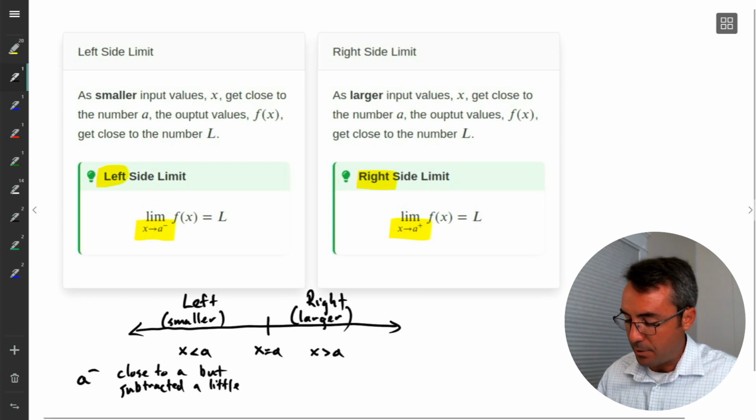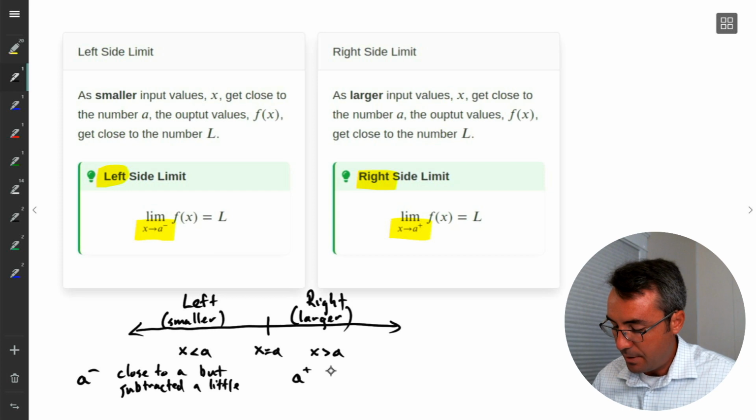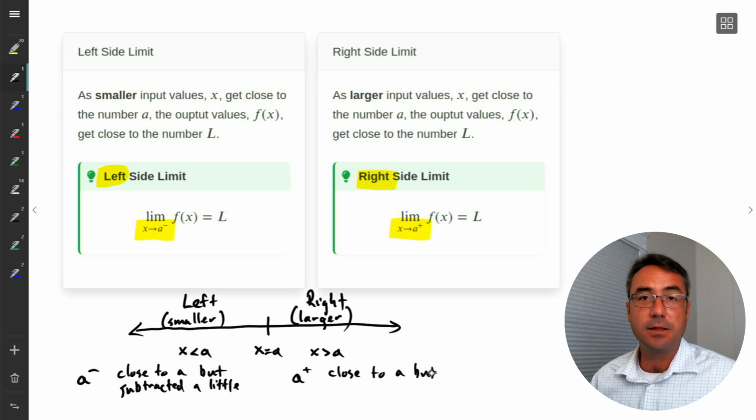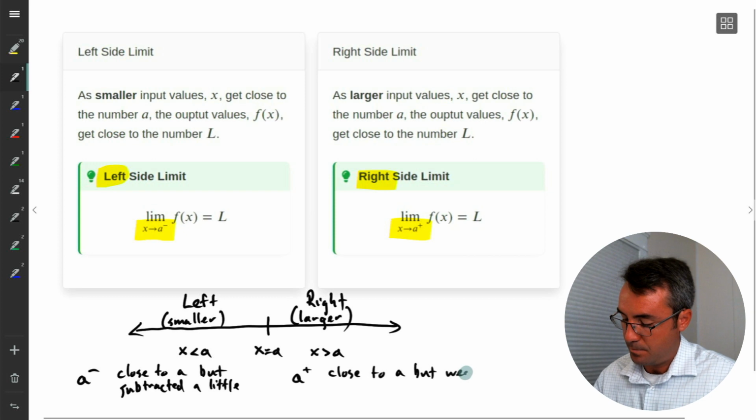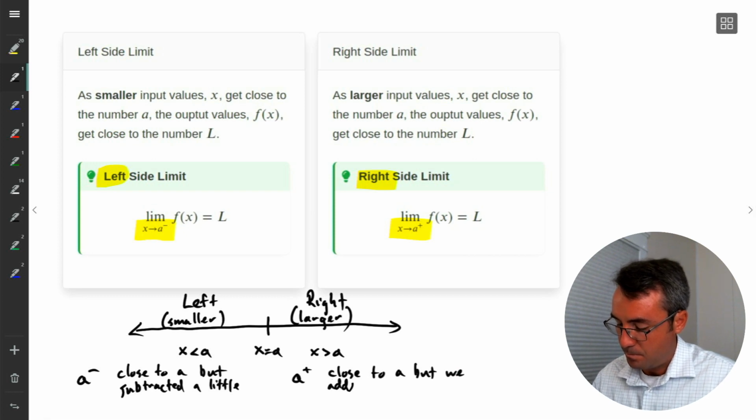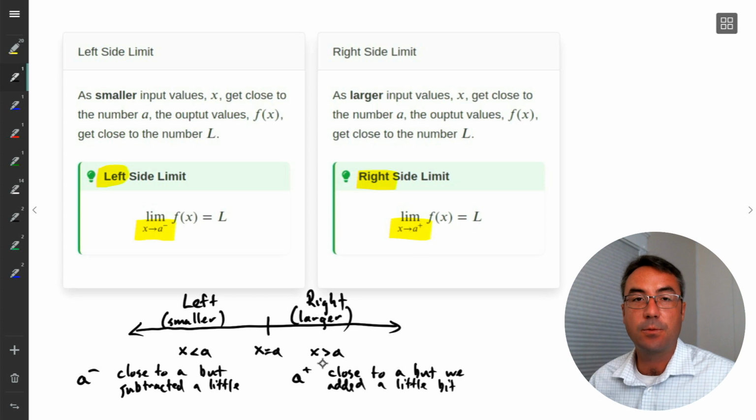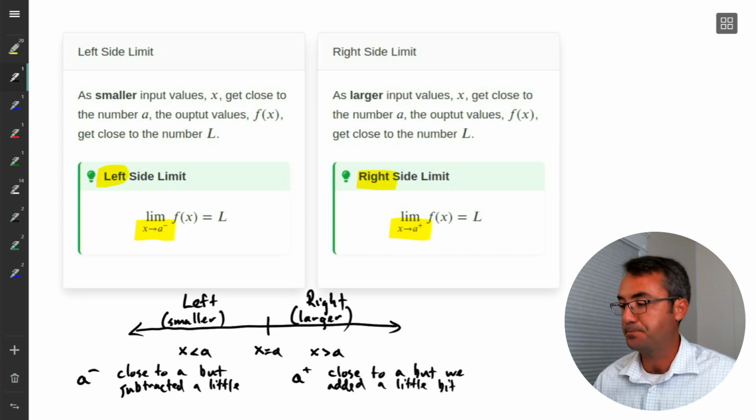And the same thing with the a with the plus. How can we remember that? Well, it means we're near a, or we're close to that number a, but we've added on a little bit more. So we're slightly bigger. If we add a little bit on, then we're going to be slightly bigger. So if we're on the left, we're slightly smaller. We're close to a, but we've subtracted a little bit. If we're on the right, we're close to a, but we've added on a little bit. So it's kind of help you remember this notation.